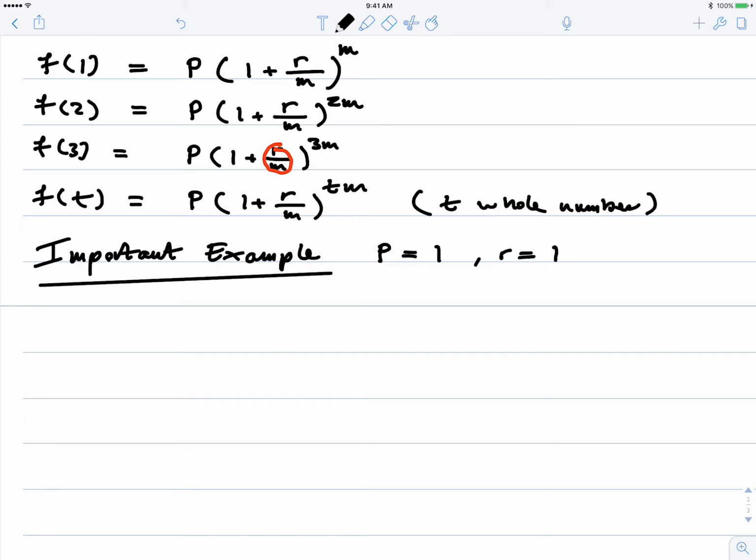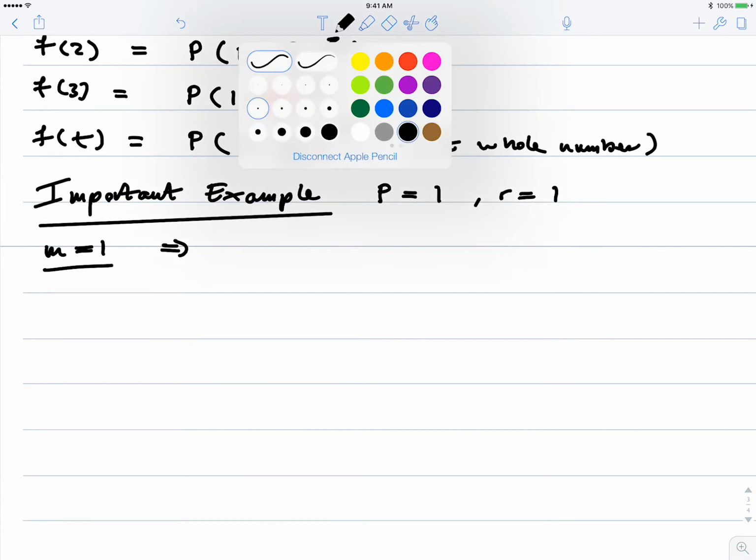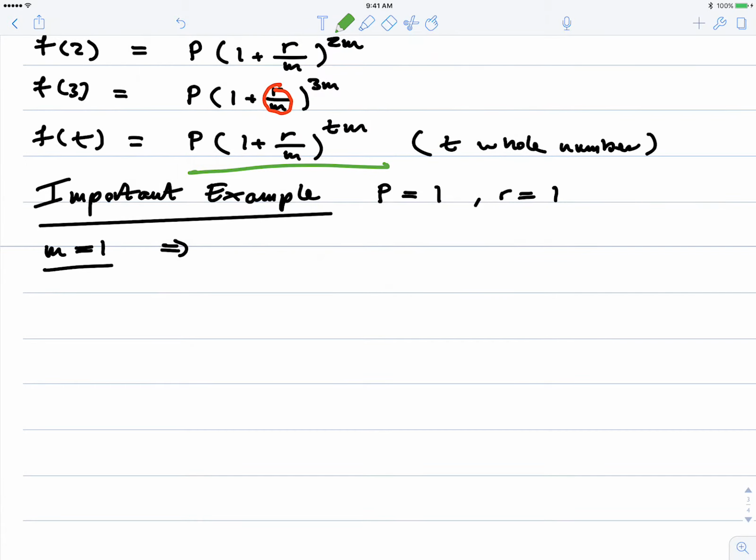So what I'm going to do is try to work out what happens as I allow the number of compoundings to increase throughout the year. We'll start off with m equal to 1. If m is equal to 1, let's just take this formula. We're going to repeatedly use this formula over and over again. We've already got P is 1, R is 1, now we need m to change.